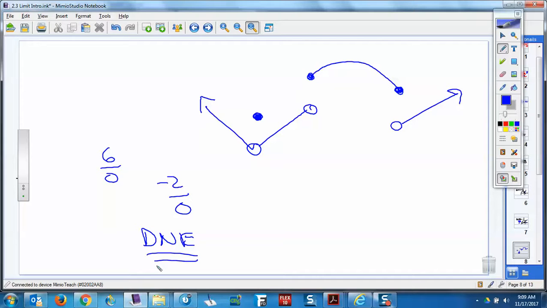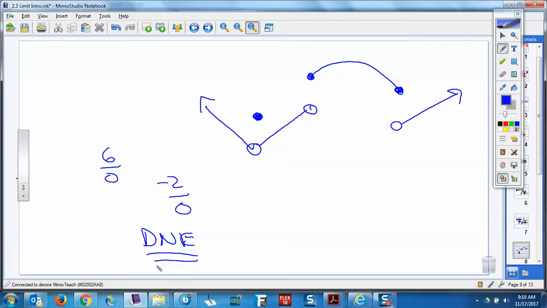Because there's nothing more you can do at that point. Now that's when we get into infinity, and in chapter 4 we'll talk more about the infinity situations. But for right now, when is a limit not going to exist? Well, on a graph, it's when the cars don't meet. So the limit doesn't exist here, the limit doesn't exist here, the cars don't meet.